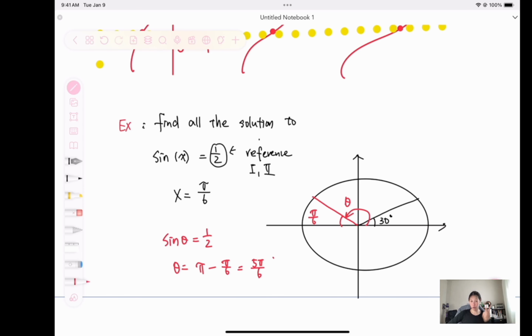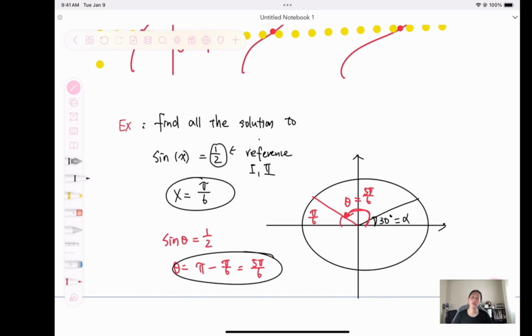So now we have two solutions in one unit circle. The first solution would be the red one, theta, which is equal to 5 pi over 6. The second solution is this one, let's say alpha. Alpha equals 30 degrees. Here gives us two solutions. What about others?